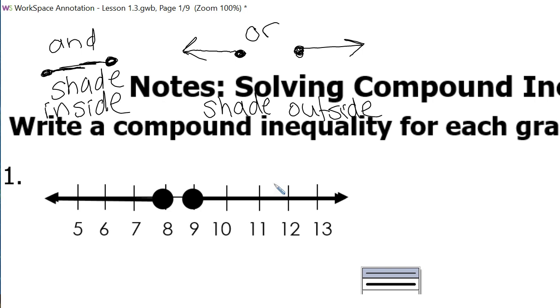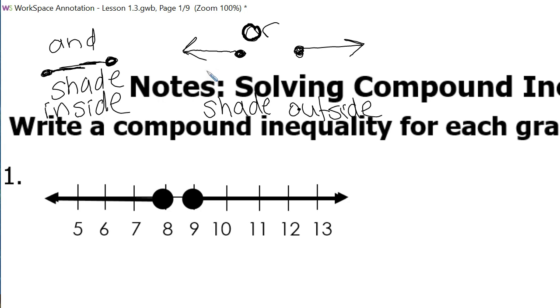Now, how do you remember, do you shade inside or outside? This is the only trick I use to remember it. If it's OR, you shade outside. Both of those start with the letter O. So OR, you shade out, and you shade in.